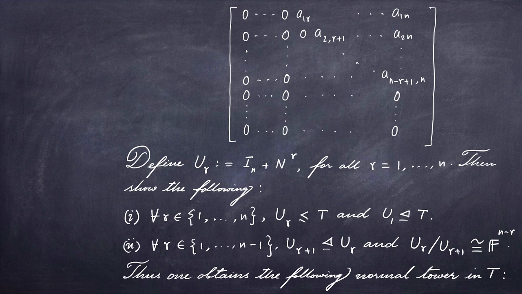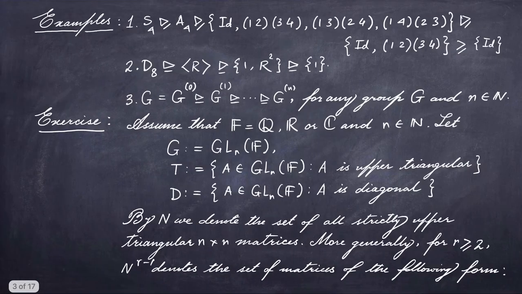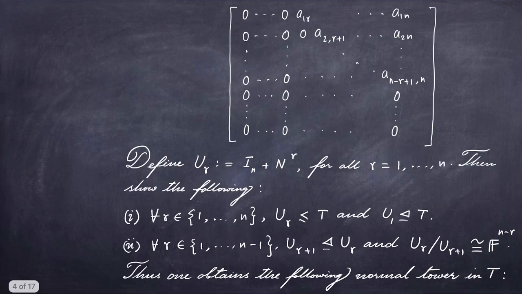So the first possible non-zero entry will start from a13, and basically it will look like a13, a23 and so on, and the rest of course can be anything. So for any r greater or equal to 2, N_{r-1} denotes the collection of all matrices of this form, n by n matrices.